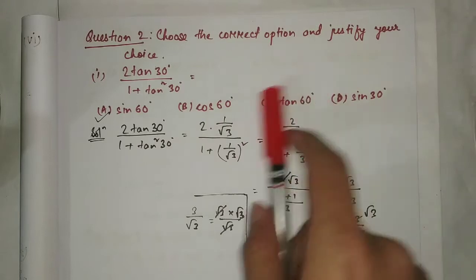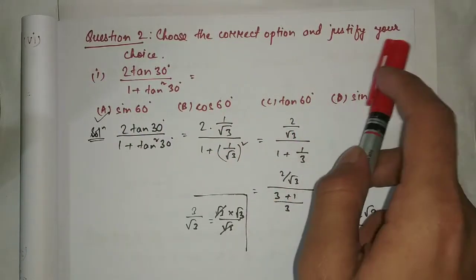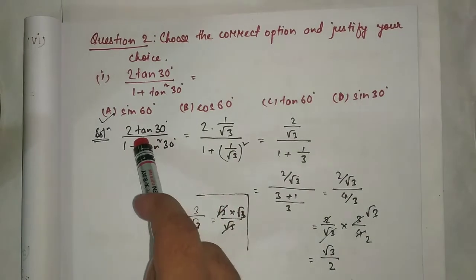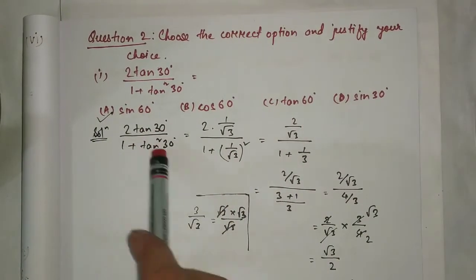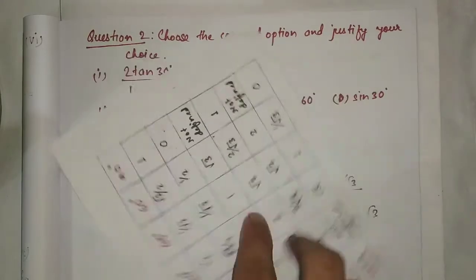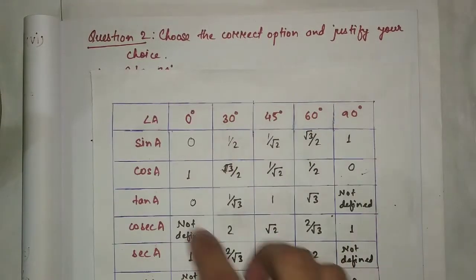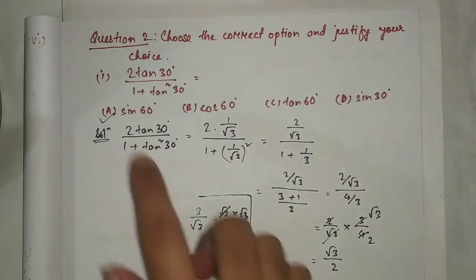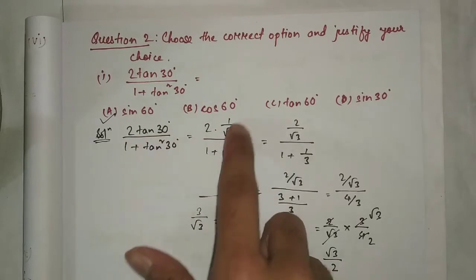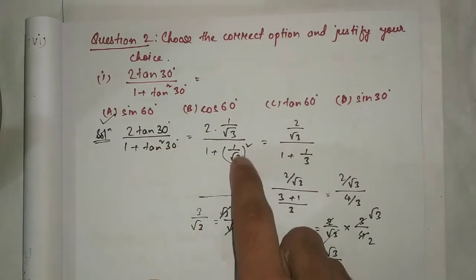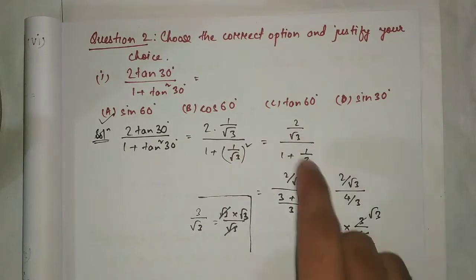We have to choose the correct option from the 4 options and you have to justify your choice. So the first problem is 2 tan 30 degree divided by 1 plus tan square 30 degree. So what we do is simply put the value of tan 30 degree from the table. We find the value of tan 30 degree to be 1 by root 3. So we put it here, 2 into 1 by root 3 and 1 plus tan square 30. In place of tan square 30 we put (1 by root 3) whole square.